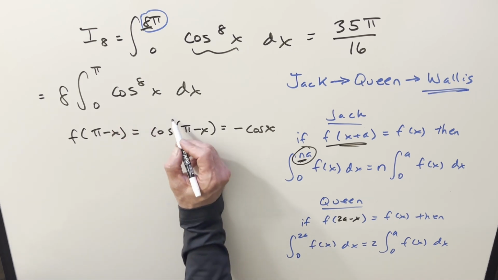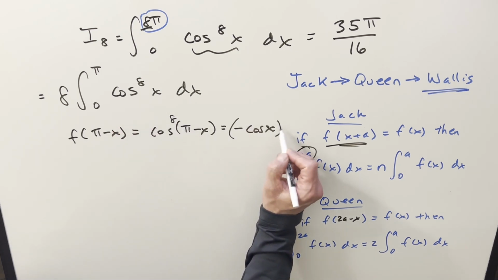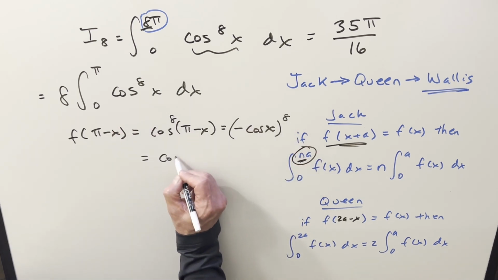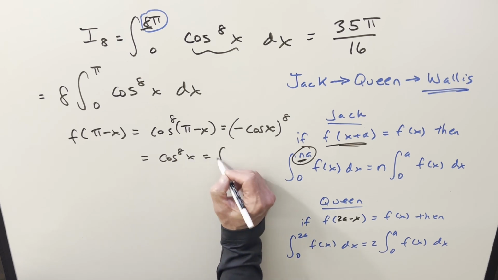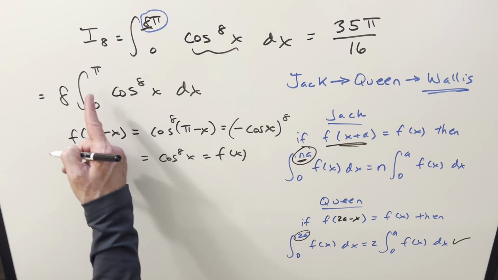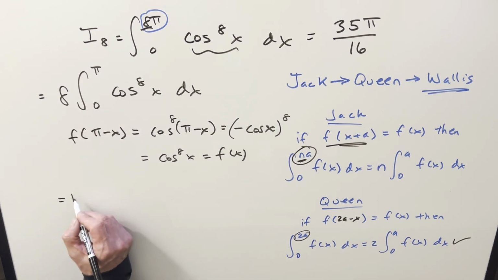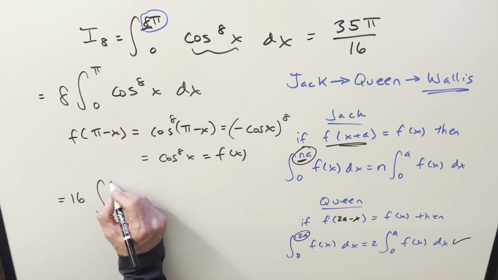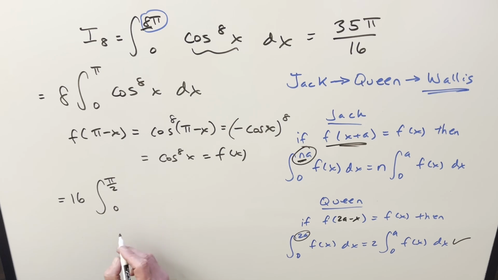But really, everything is to the 8th power, right? This is to the 8th power. So this is going to be cosine to the 8th of x, which is our f of x. So this check works. So what that allows us to do is we take the 2 out front of the integral, divide the upper bound in half. So if we pull a 2 off of this, what's going to happen? Now we've got 16. This becomes pi over 2 here.